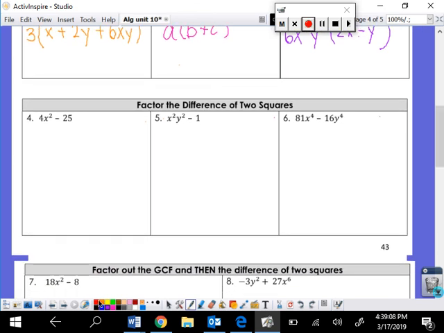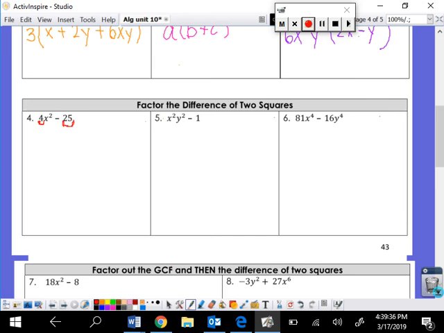Okay, in number 4, first we look for the GCF. Well, I know the only factors of 4 are 1, 2, and 4. The factors of 25 are 1, 5, and 25. So there's nothing in common there. Okay, so now we need to check for perfect squares. Is 4 a perfect square? Hopefully you said yes. And then is 25 a perfect square? Again, hopefully we said yes.